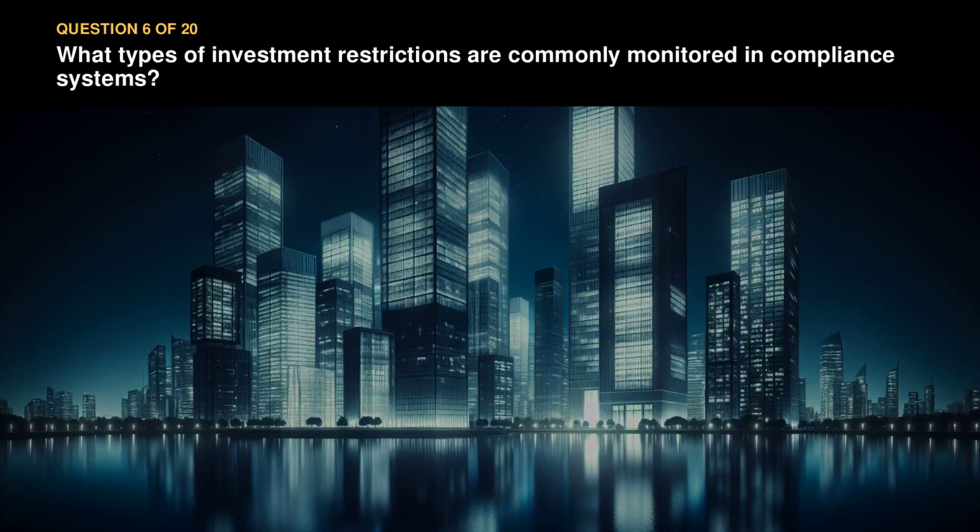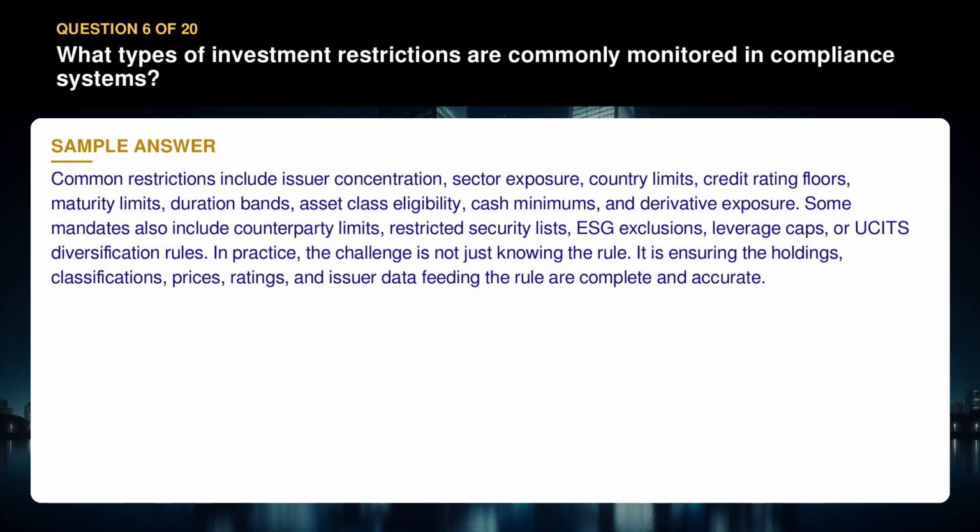Question 6. What types of investment restrictions are commonly monitored in compliance systems? Common restrictions include issuer concentration, sector exposure, country limits, credit rating floors, maturity limits, duration bands, asset class eligibility, cash minimums, and derivative exposure. Some mandates also include counterparty limits, restricted security lists, ESG exclusions, leverage caps, or UCITS diversification rules.